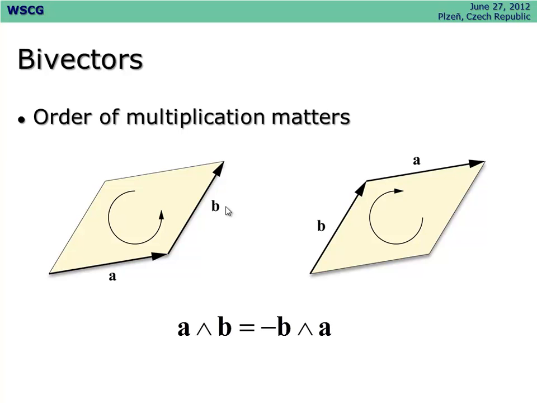Now, because the wedge product is anti-commutative, the order of multiplication matters, and bivectors can have one of two orientations in any given plane. So if we multiply A times B, we have a counterclockwise orientation, and if we multiply B times A, then we have a clockwise orientation. And the difference between those two is just that one is the negative of the other.